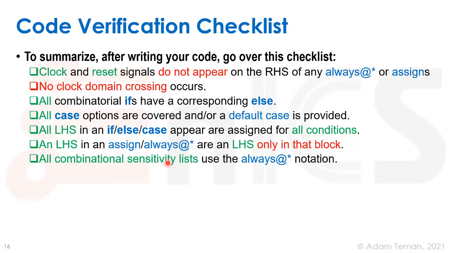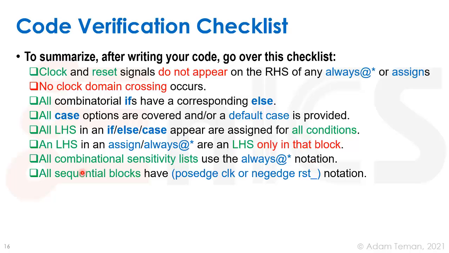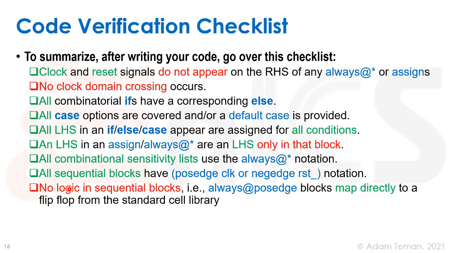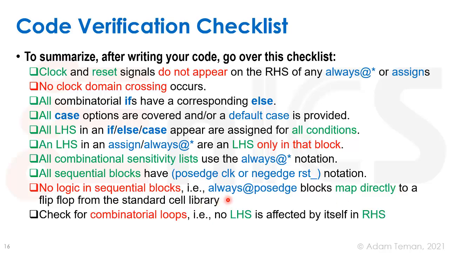All combinational sensitivity lists use the always @* notation. All sequential blocks have posedge clock or negedge reset notation. And no logic in sequential blocks, i.e. always @(posedge) blocks, maps directly to a flip-flop from the standard cell library. Finally, check combinatorial loops so that no left-hand side is affected by itself in the right-hand side, even upstream.